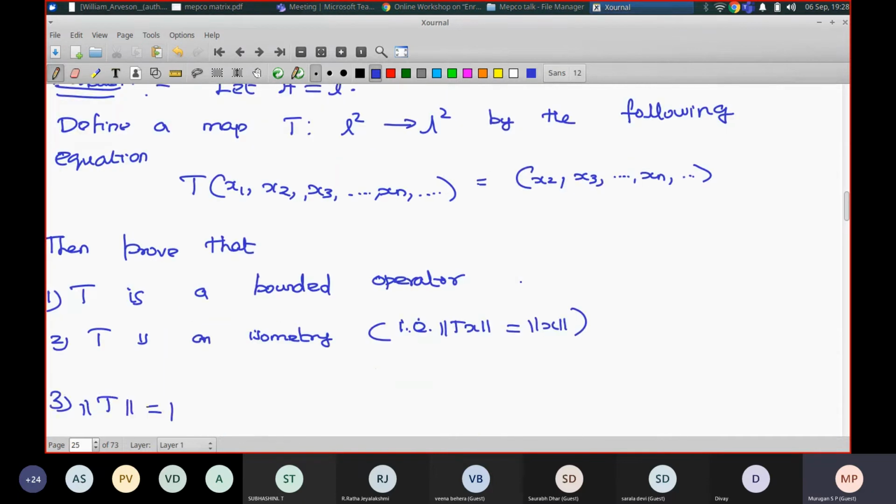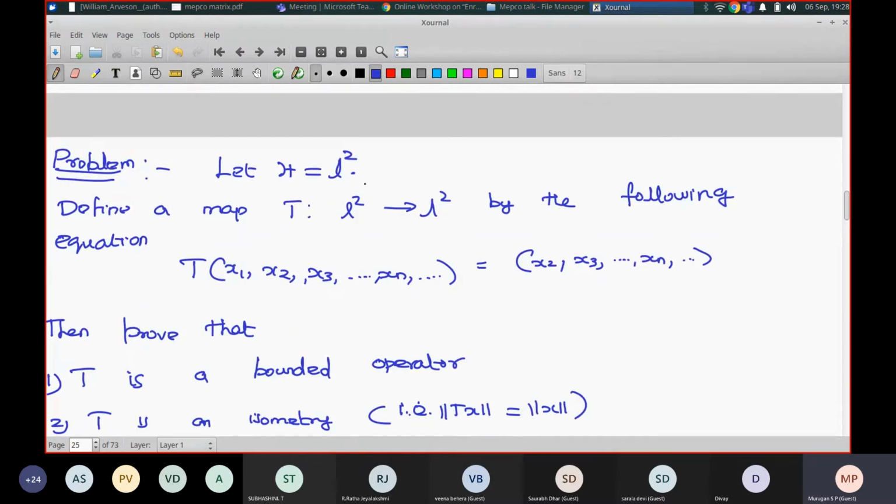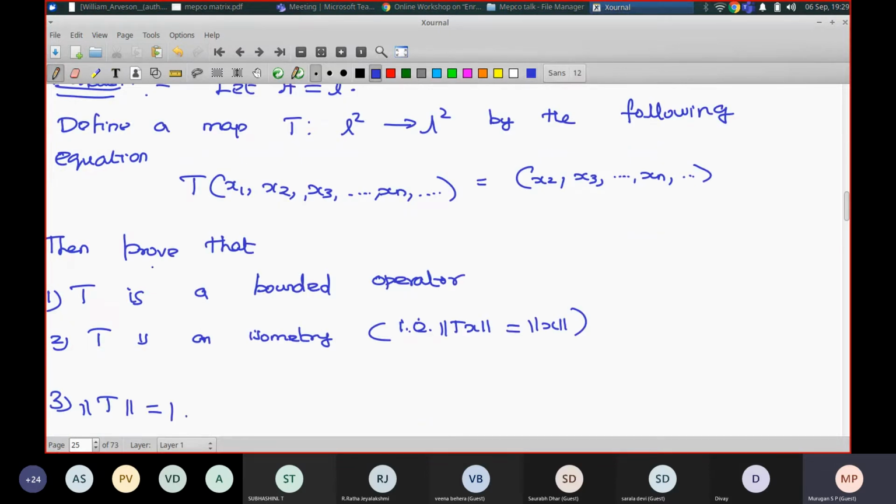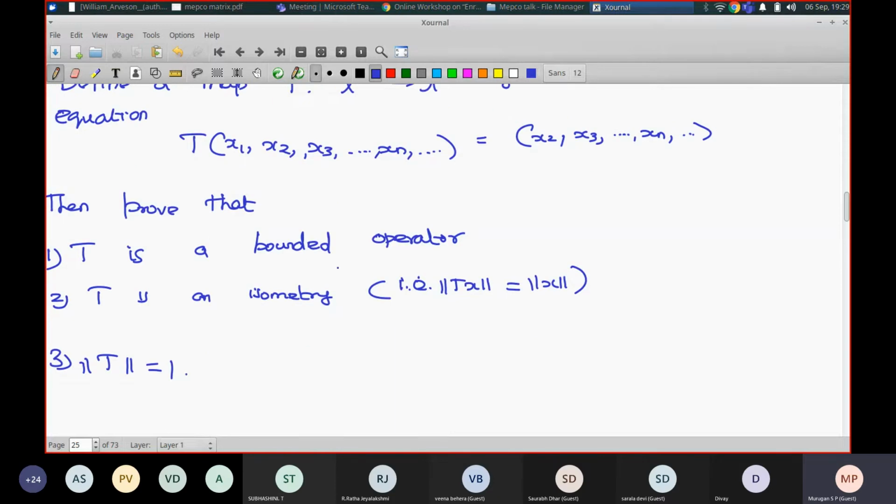You can take H equal to L2 and define a map on L2 by the following equation: T of (x1, x2, x3, ..., xn, ...) is sent to (x2, x3, ..., xn, ...). You have to shift it. This is a left shift, so you forget the first quantity and write x2, x3, and so on. Prove that T is a bounded operator and T is an isometry. Isometry means norm of Tx equals norm of x, and norm of T equals 1.